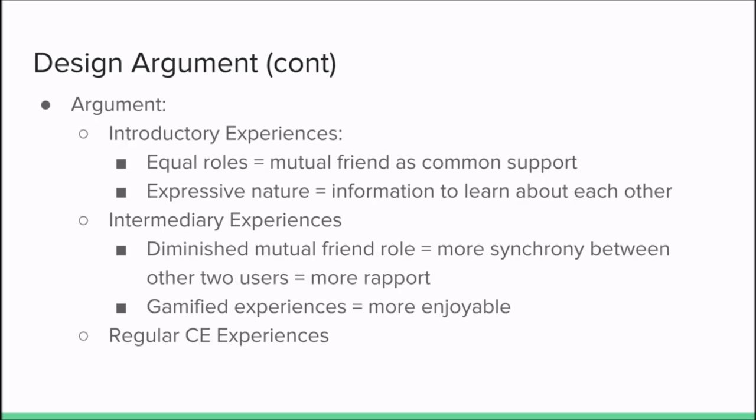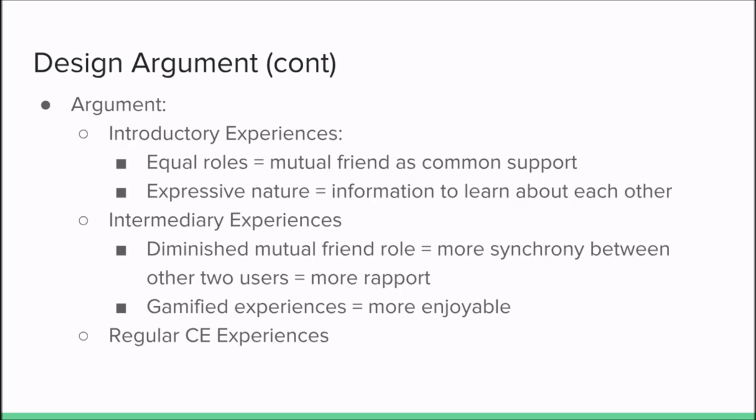In the intermediary experiences, we diminish the role of the mutual friend because we don't want the mutual friend to be the only basis on which the 2 strangers know each other. By diminishing the role, we increase the synchrony between the other 2 users, meaning that they do the same things within the experience, and being more synchronous might facilitate more rapport.